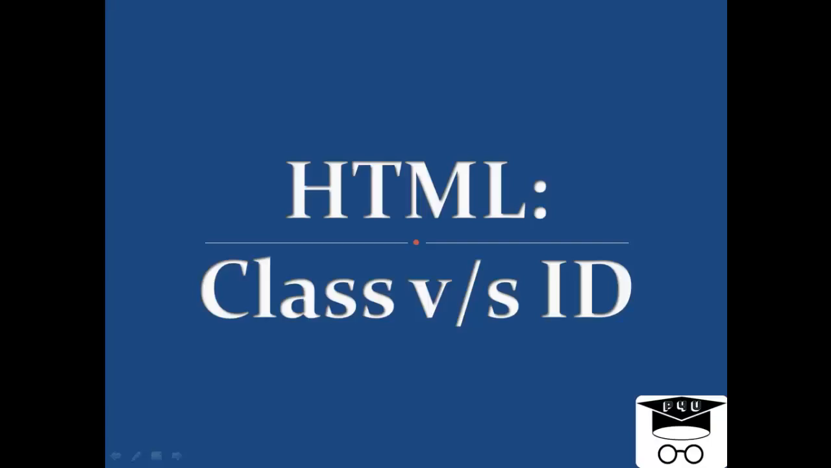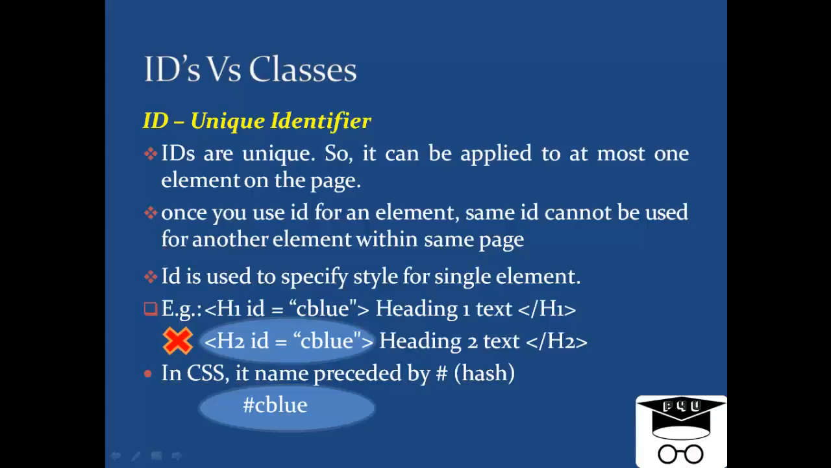In today's session we will learn about what class and ID selectors are in HTML. Now ID is a unique identifier, which means that it can be applied to at most one element on our HTML page. Once you have used an ID for any element, the same ID cannot be used for any other element within the same HTML page. So basically ID is used to specify style for a single element.